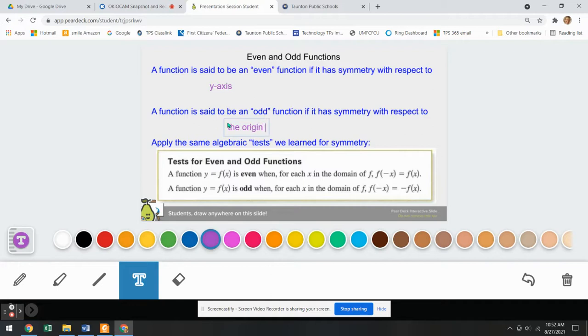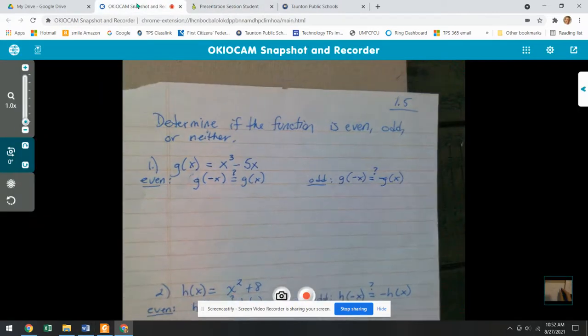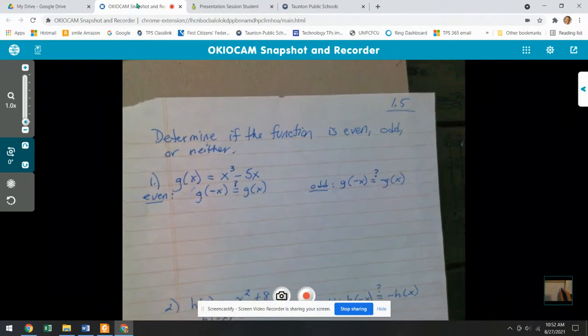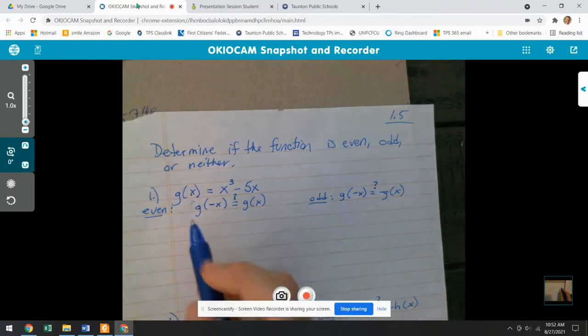And we previously knew the test for that. How do we test for symmetry? We did that in a chapter or so ago. So this is the same test. So I plopped it in here into this presentation anyways. And let's see. So then let's do some of these problems. Okay. Switch over. So we're determining if the function is even, odd, or neither. And again, feel free at any point to hit pause and try it yourself.